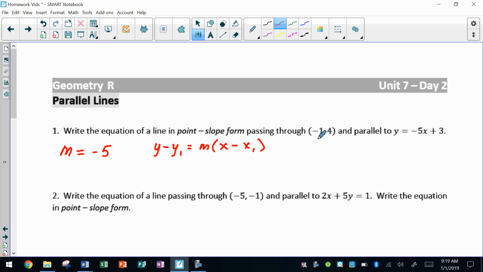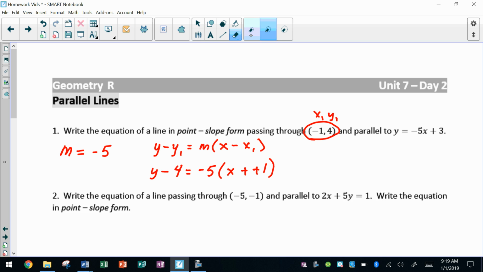And so we're going to use this point, negative 1, 4, and we're going to substitute that in for x1 and y1. So here's your x1, here's your y1, and of course the slope is negative 5 that we'll be plugging in. So here goes. It'll be y minus your y1 value, which is 4, equals your slope, negative 5, times the quantity of x minus x1, which is negative 1. And because it's minus and negative, a double negative turns into a plus positive. So we'll change that. And then basically you can just rewrite that with a single plus sign. Okay? And so there's that particular question.